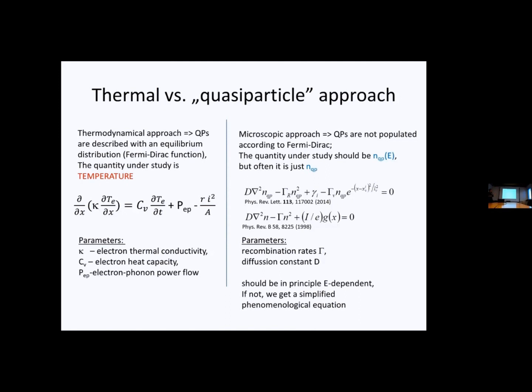But if in general they are not populated according to Fermi Dirac, then you would rather try to use this equation. The point here is that these rates are average rates, and the diffusion constant is also average. Usually there is no energy dependence of quasi-particles written, and the diffusion constant, for example in BCS theory, should be energy dependent. So in the end, these equations are also kind of phenomenological. You can pretend that you play on some microscopic level, but it would be very difficult now to put the energy dependence in.